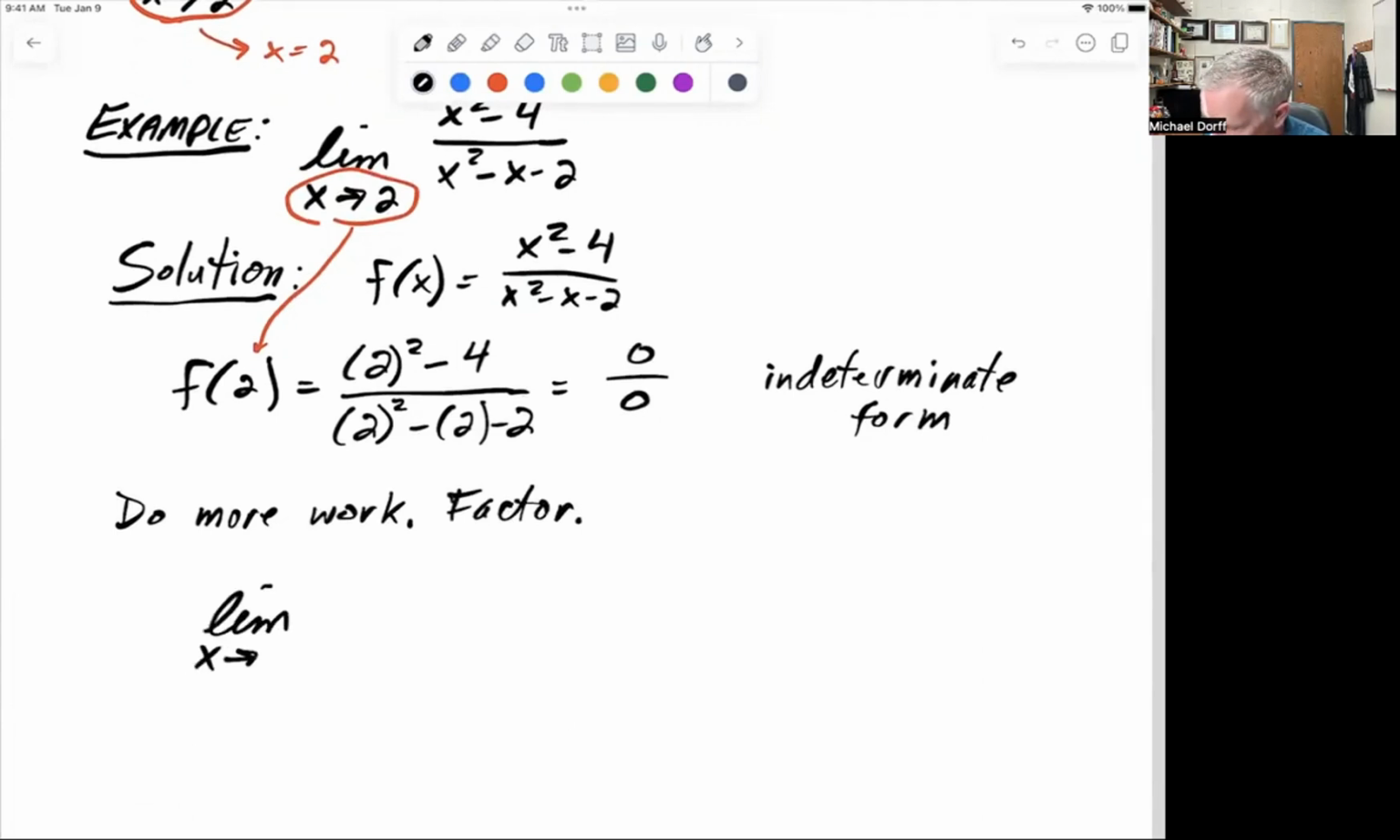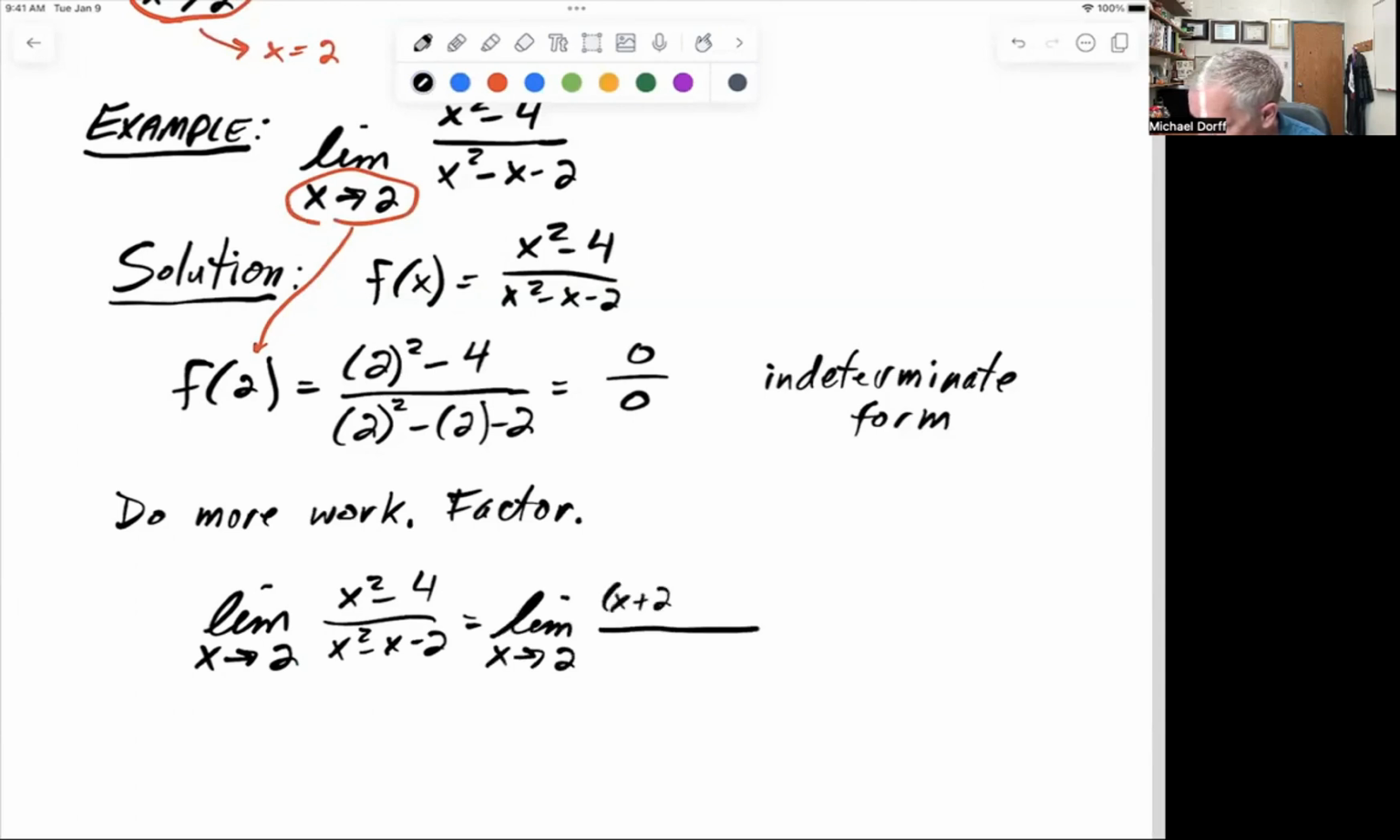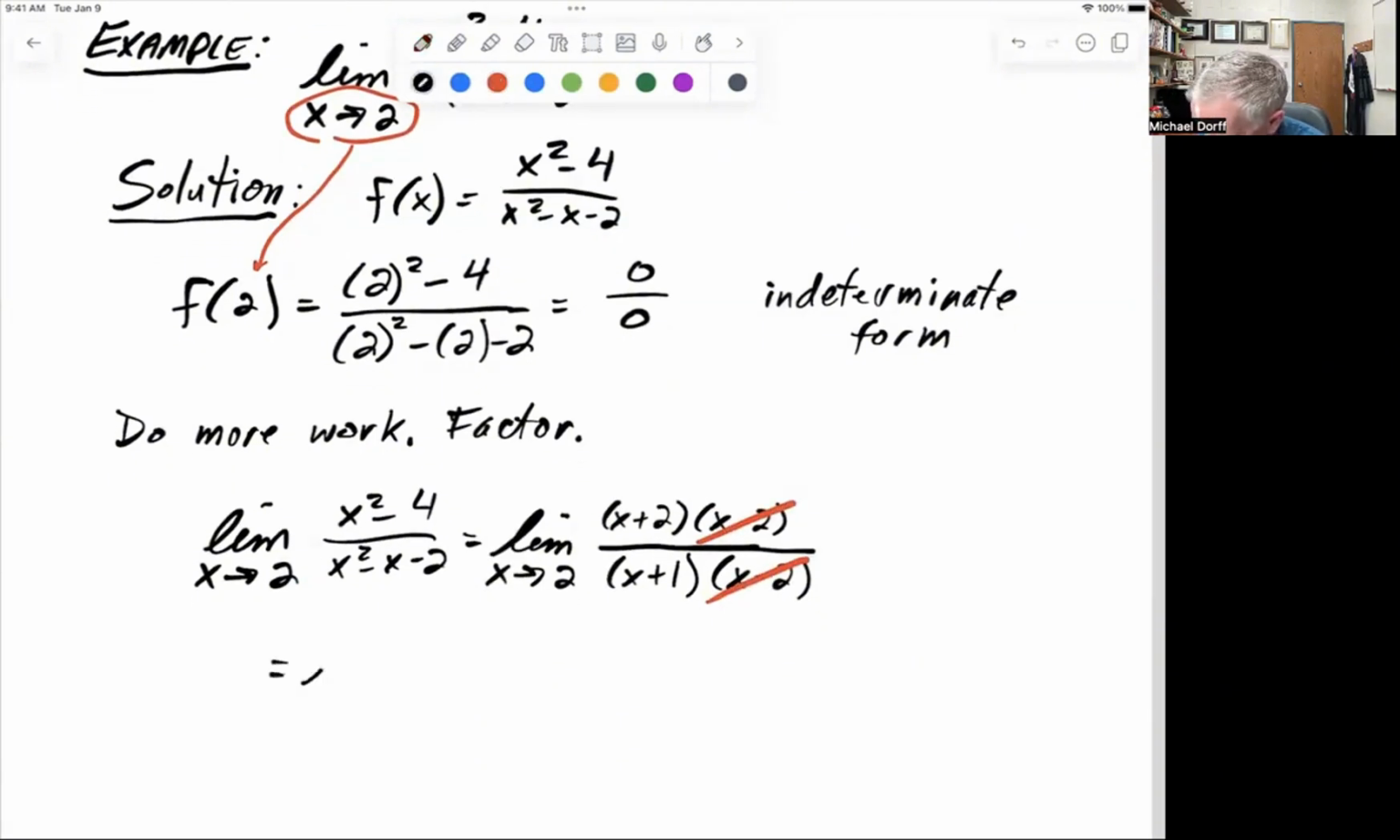The limit as x is going to 2 of x squared minus 4 over x squared minus x minus 2. And then when I factor the numerator, I get x plus 2 times x minus 2. And when I factor the denominator, I get x plus 1 times x minus 2. Notice there's an x minus 2 on the top and an x minus 2 on the bottom. I can cancel those out, and then I rewrite my limit as x goes to 2. I've got x plus 2 over x plus 1.